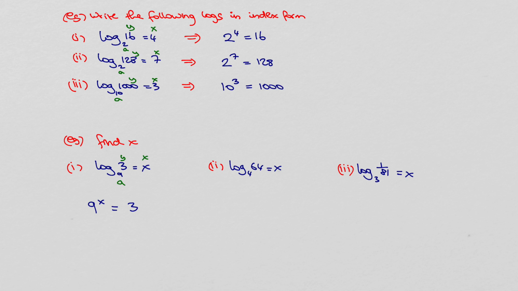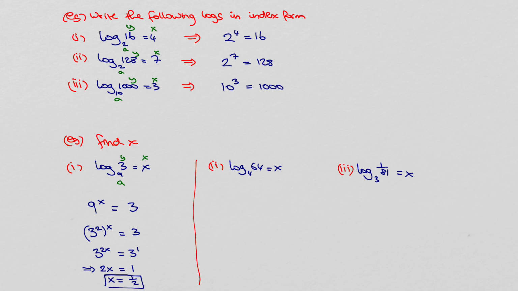And now I can apply my indice rules where I want to make both sides the same base. So 3 squared is 9. So that basically means that 3 to the power of 2x must equal 3 to the power of 1. And I can say, well, the powers therefore have to be the same. And that means that 2x equals 1, and therefore x equals a half. So what that basically means is that if I put log 3 to the base 9 into my calculator, I should get a half for my answer.